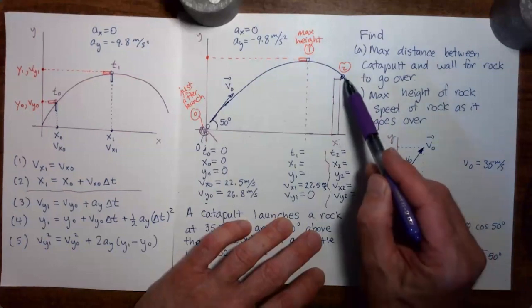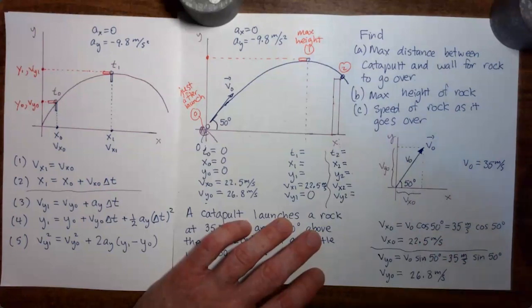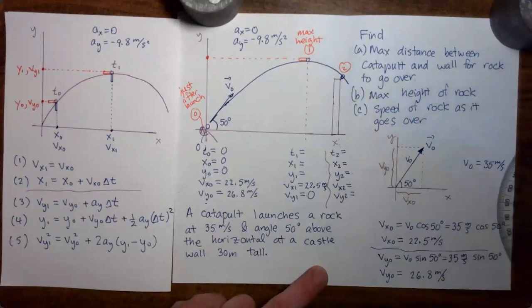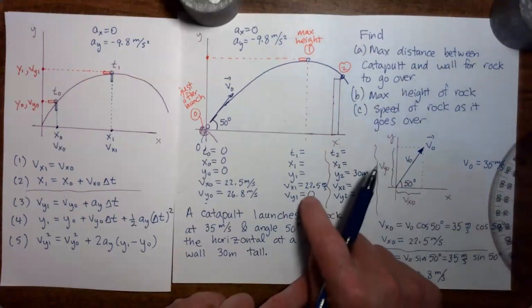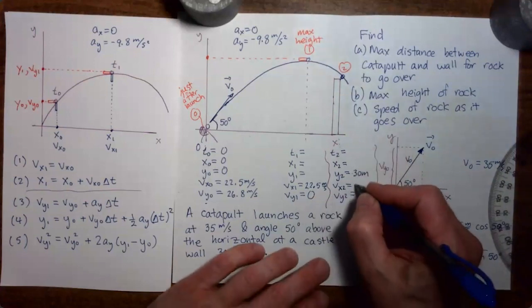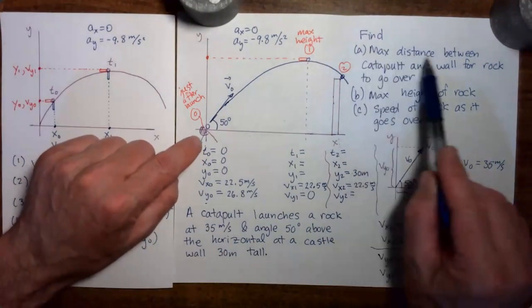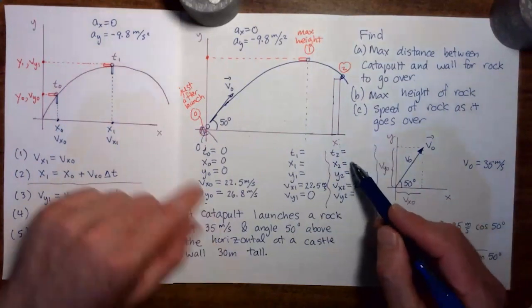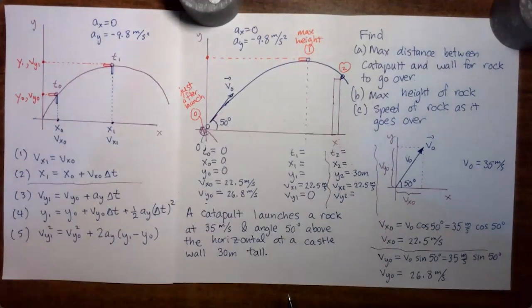At the moment the rock goes over the wall, we know the y component, y2, that would be 30 meters, because we are given that the wall is 30 meters tall. Other than that, we can just put in that the x velocity is still 22.5 meters per second. Now let's get to solving part A of the problem. We are just trying to figure out now, what is this x2? What is this horizontal distance that we have set up between the catapult and the wall? Now, how are we going to get that?